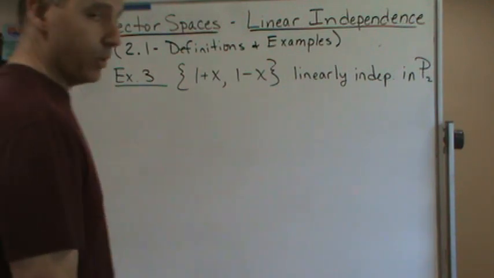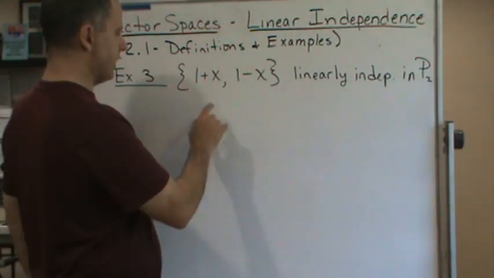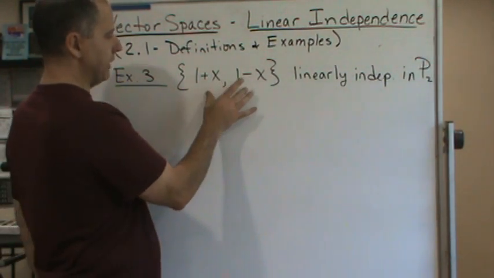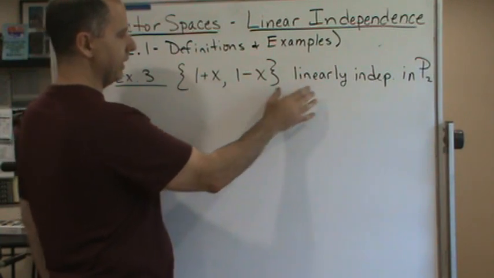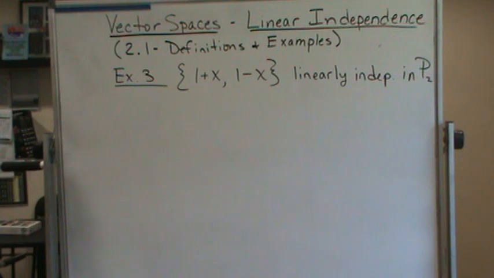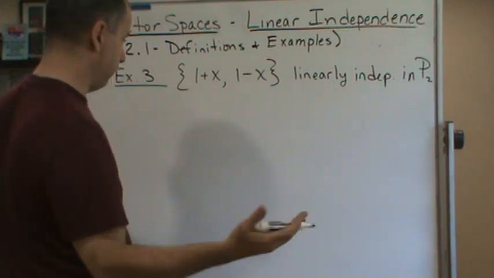All right, let's do another example. Now we're going to use this set here. So we've got a set of two elements, and we're going to show that this set is linearly independent in the set of all quadratic polynomials. And so the way we're going to do that is we're going to set up our relationship, right?